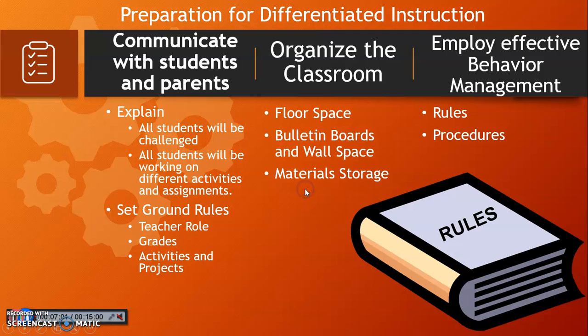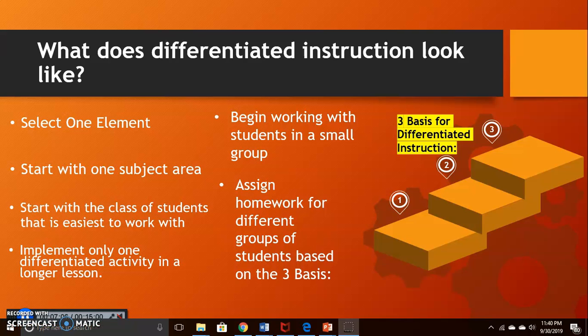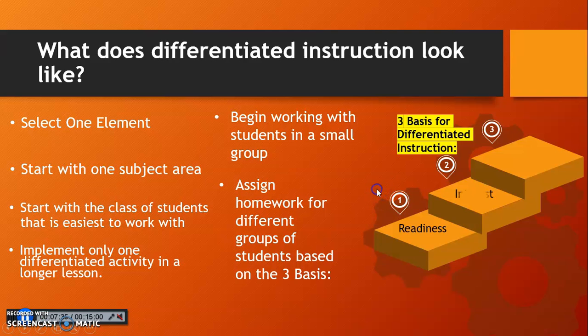Okay, so now I want to move on. What does it look like? The first thing you want to do is select one element of what you're trying to implement. Then start with one subject area, start with the class of students that is easy to work with, and implement only one differentiated activity in a longer lesson or a unit. Then begin working with your students in a small group, assigning homework for different groups of students on the three bases of readiness, like I said.